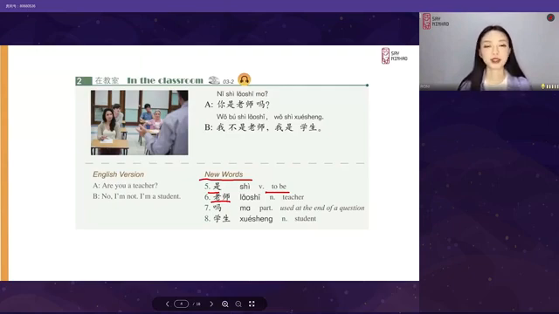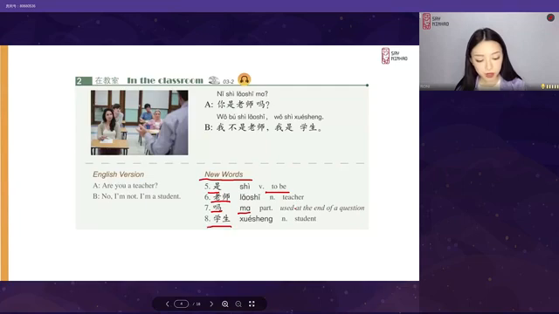Now try to say American teacher. We've just learned America is 美国. So American teacher is 美国老师. Okay, very good. Now let's see the next new word, which is a particle. It is ma. It is a neutral tone, so we should read it quick and soft, right? Read after me, please. Ma, ma, ma. Very good. It is used at the end of a question.